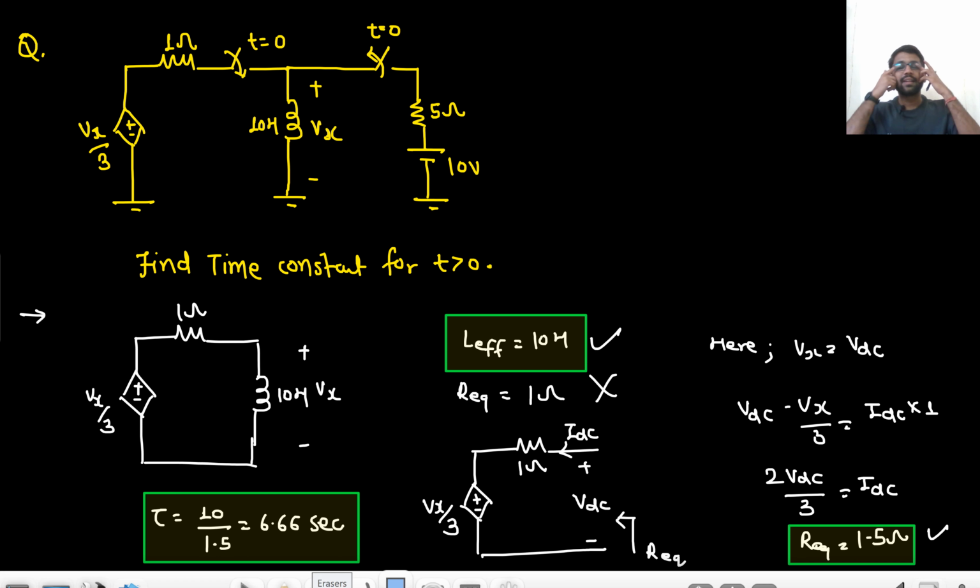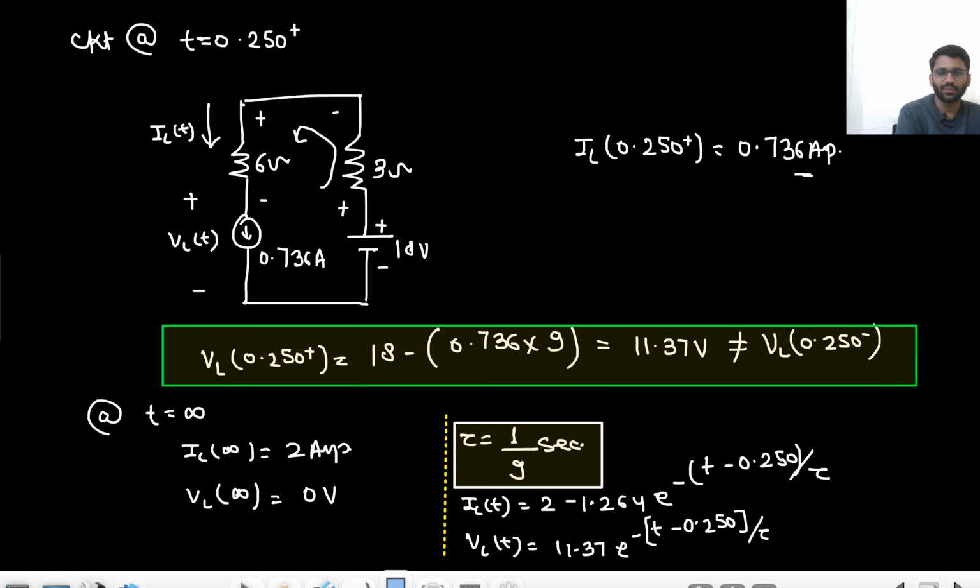So I hope you liked the exercise. I hope you have solved all the questions. This was a very easy question. I just needed to tell you that R equivalent can be found like this when a dependent source is given. Okay. This question was very good.